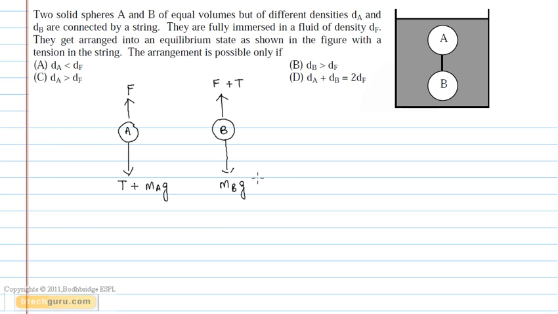As the complete system is in equilibrium, balancing the forces in vertical direction, we get F is equal to T plus MAG. And for the second body, F plus T is equal to MBG. Solving both these equations simultaneously, we get F is equal to (MA plus MB) into G upon 2.